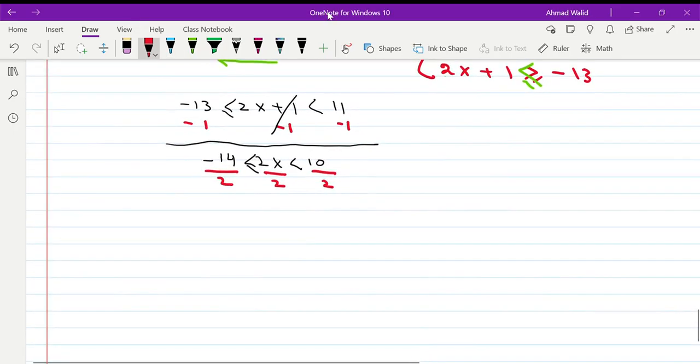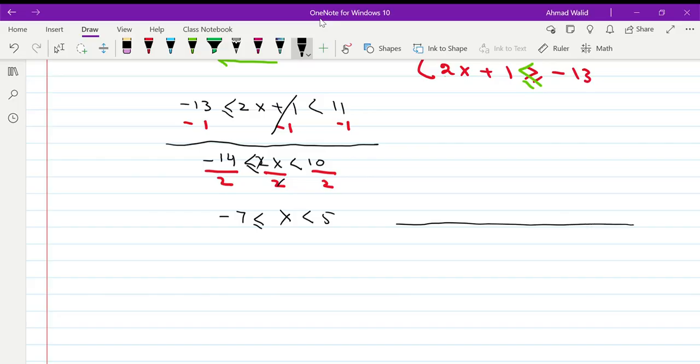Correct? I'll end up with x less than 5 and x greater than or equal to negative 7. Now, draw your number line. Focus here. Draw your number line. Mark both numbers on your number line. Focus. Do not do this.